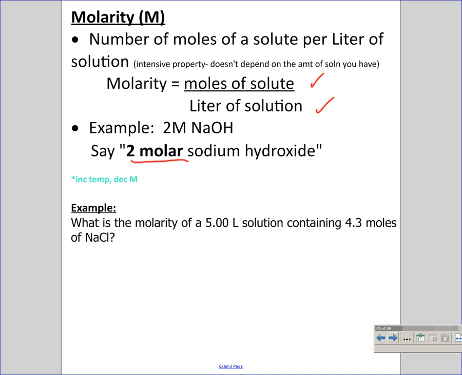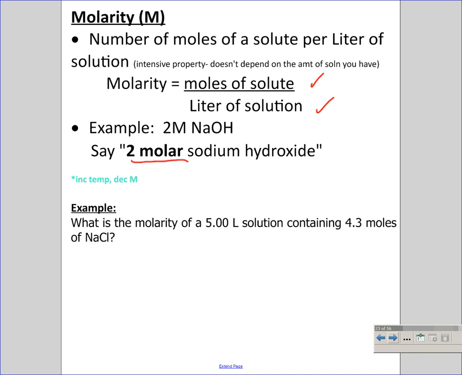I want to do this example with you. This is just concentration. It's just a way of expressing, like, for Kool-Aid, I might put 2 packs of the fruit punch Kool-Aid mix in a liter of water. So it'd be 2 molar Kool-Aid, because I have 2 parts of that. So the molarity in sodium hydroxide is just going to be 2 moles of sodium hydroxide.